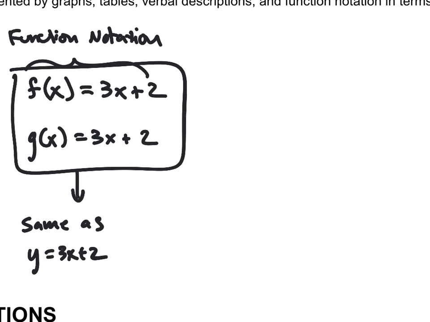Now, the reason why we use these letters with a parenthesis and then x is to denote a function in terms of x. So you have this function, f of x is equal to 3x plus 2, and you can also call it g of x equals 3x plus 2.